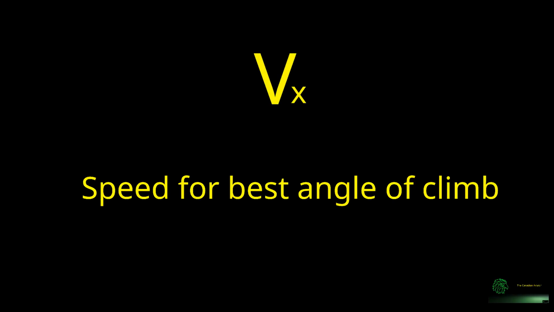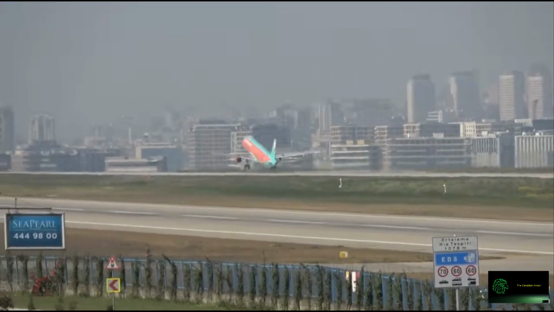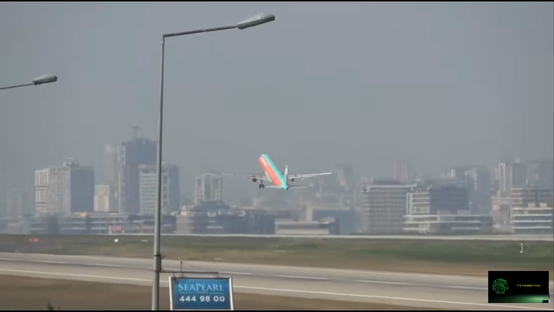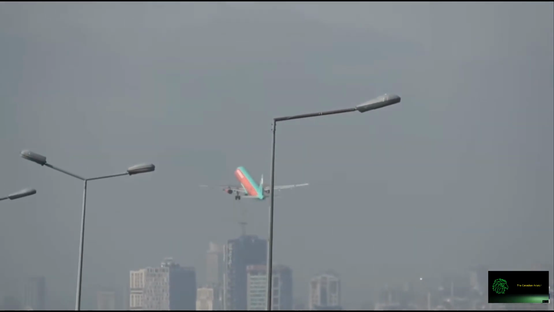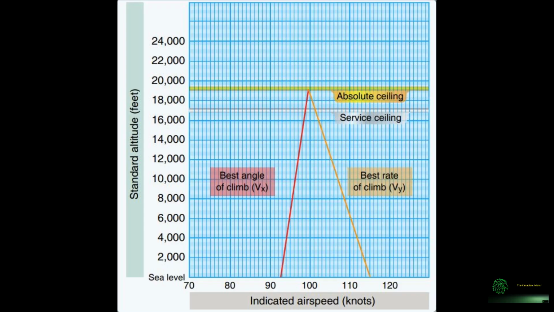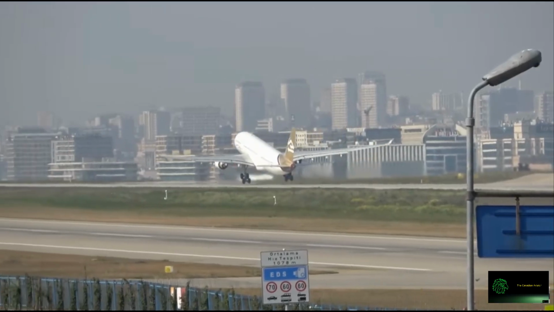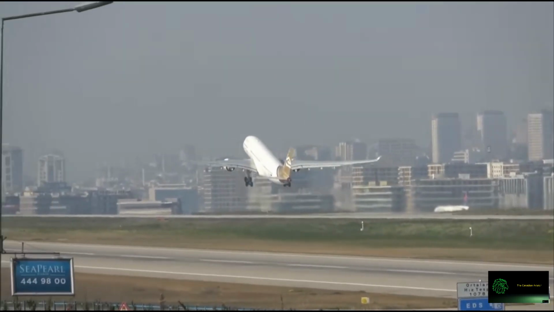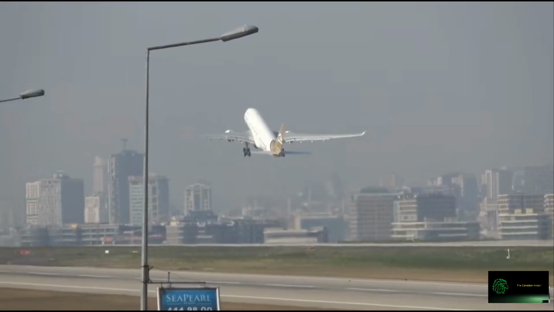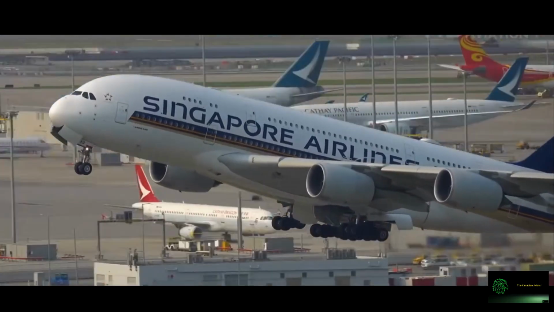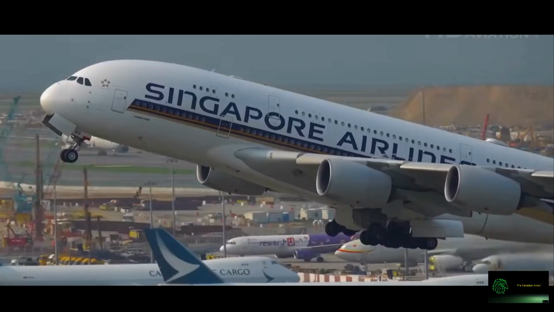VX, speed for best angle of climb. It's the airspeed at which an aircraft gains the most altitude per unit of horizontal distance during a climb. It is used to clear obstacles near the runway shortly after takeoff. Flying at VX maximizes vertical gain over a short distance but results in a slower climb rate. VX is not marked on the airspeed indicator. Pilots reference it from the aircraft performance charts, which vary with weight and configuration.